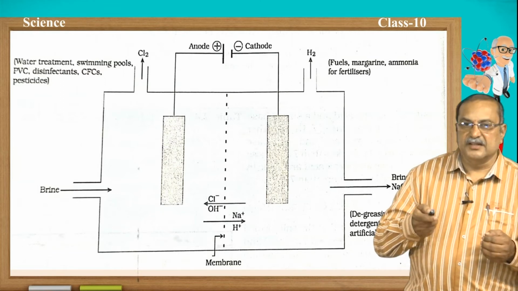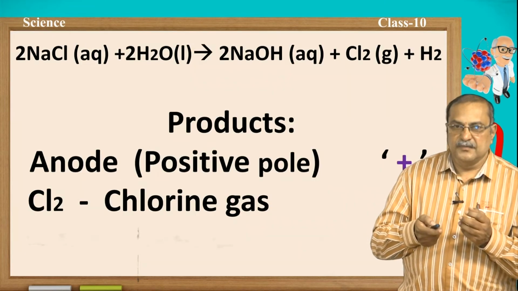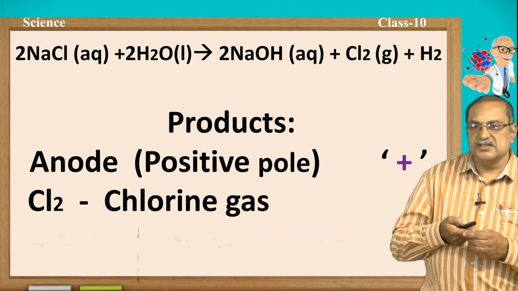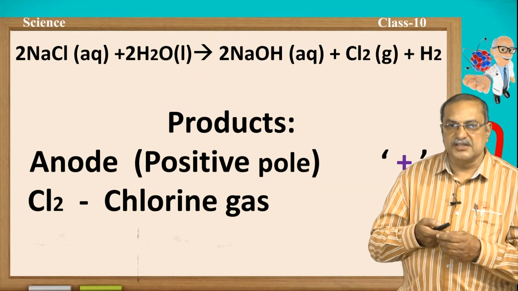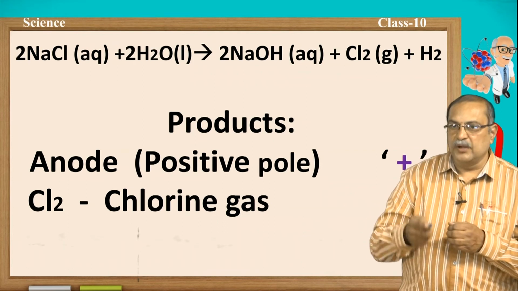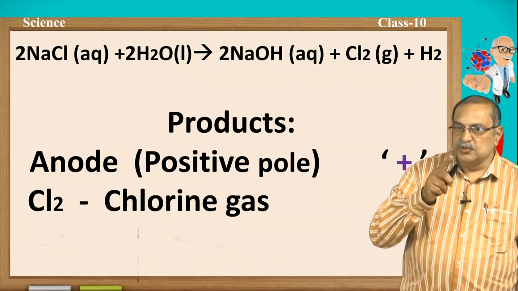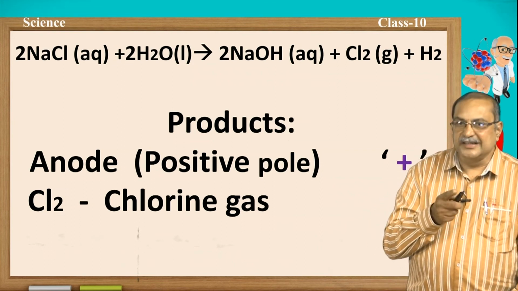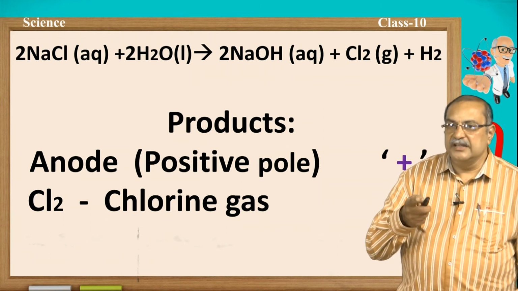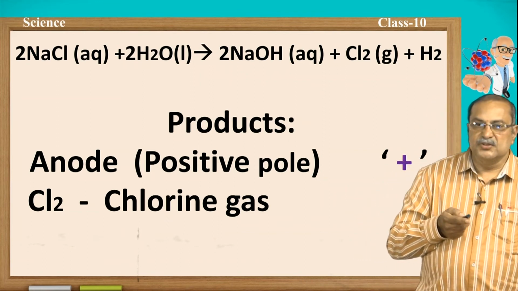Let us see the uses of these. First we will see the equation of the reaction and how it happens. The equation is 2 NaCl plus 2 H2O gives 2 NaOH plus Cl2 plus H2. Here we have sodium chloride and water, that is, an aqueous solution. Sodium hydroxide is formed, and chlorine gas is liberated, and along with that hydrogen gas is also liberated. So, these are the products.